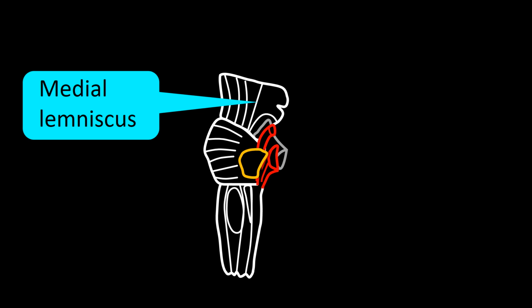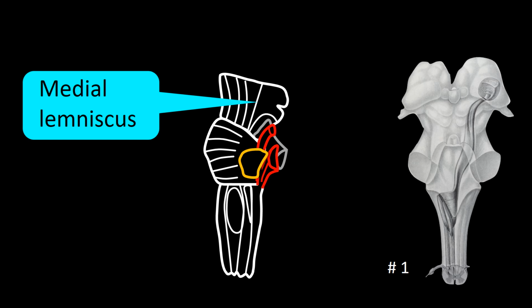The medial lemniscus forms part of a chain of neurons. The chain starts with the first neuron arising from the dorsal root ganglia.